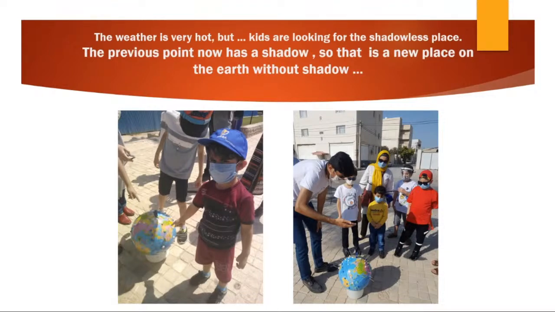After that, we asked them again to look at the parallel earth and try to find a new place without any shadow. And they could see that the first place has been changed, and the second place is another place that doesn't have any shadow. And it's because of changing the angle of sun and turning around for the Earth.